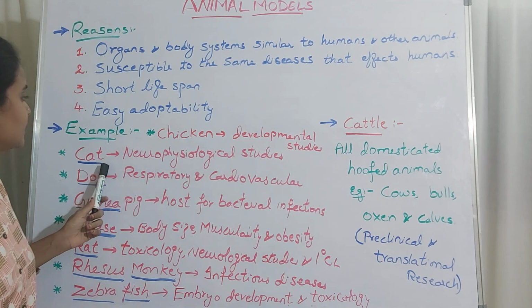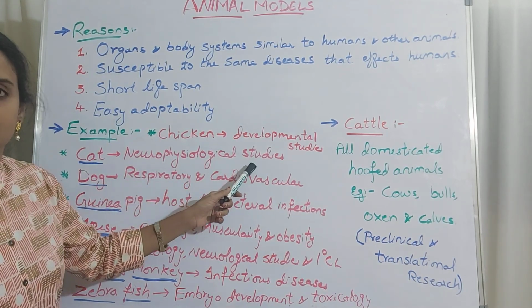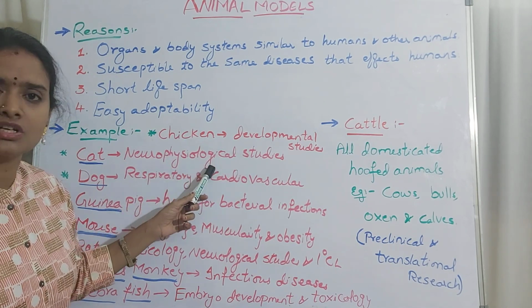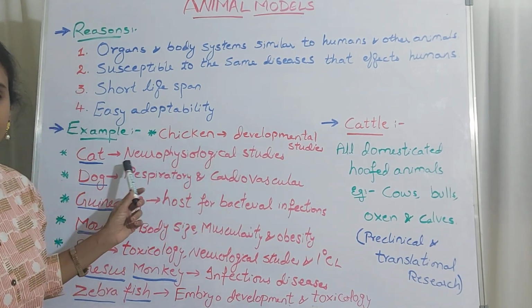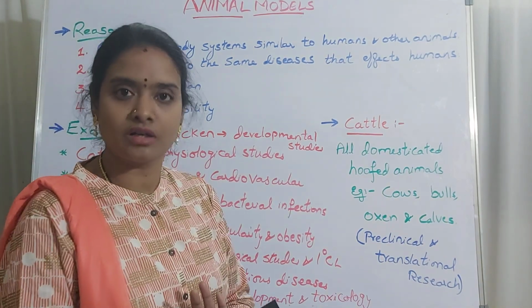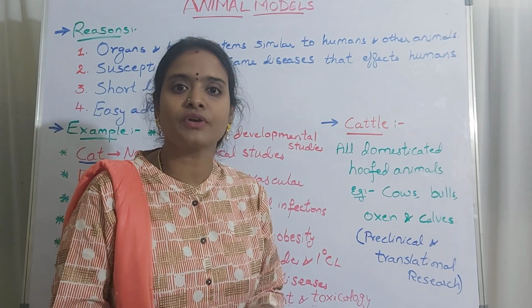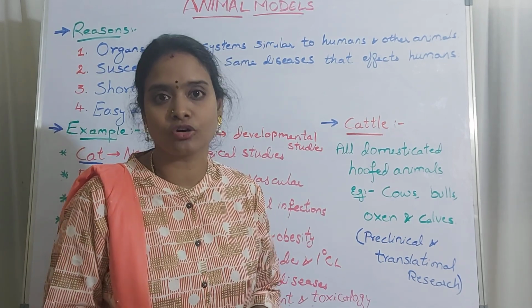The next animal is cat, where neurophysiological studies, or neurophysiological research, can be done. That means here you can study the complete nervous system and also the nerve responses, from the brain to the extreme end of the nerves.